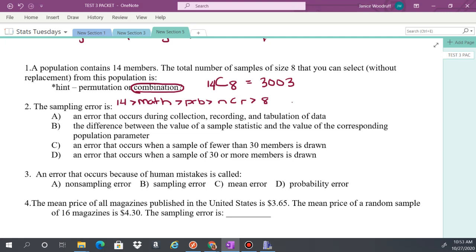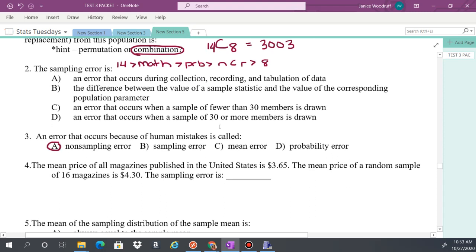All right, and then number 3, an error that occurs because of human mistakes. So that is just vocab back from 7.1. That's non-sampling error. Okay, we didn't make an error when we were sampling. That was a human mistake. I counted wrong. Okay, I wrote the number down wrong. Instead of you telling me that you were 32, I wrote down 23. Okay, that happens all the time.